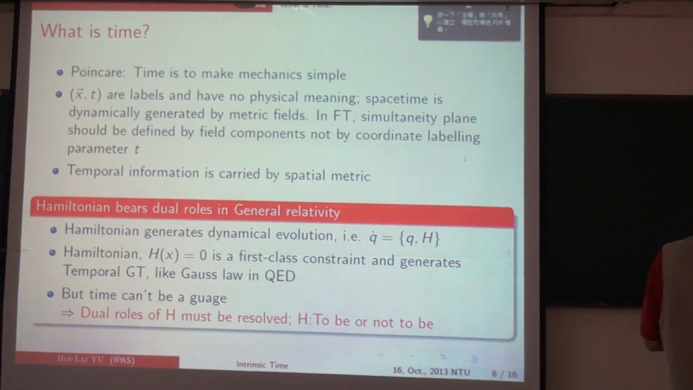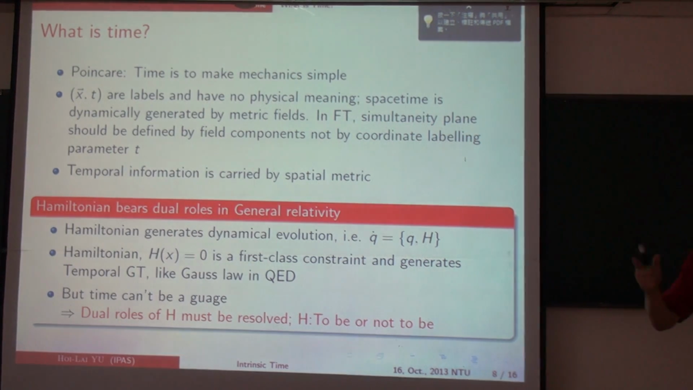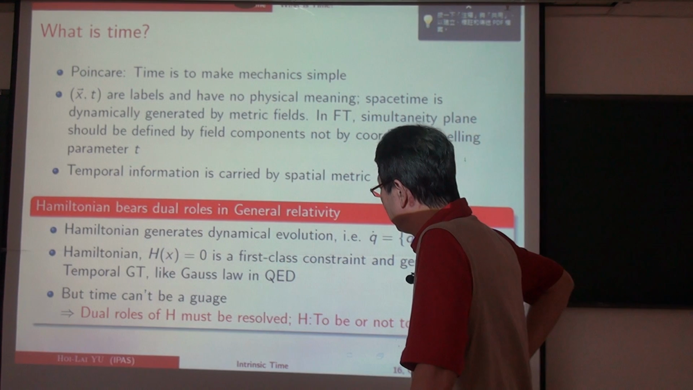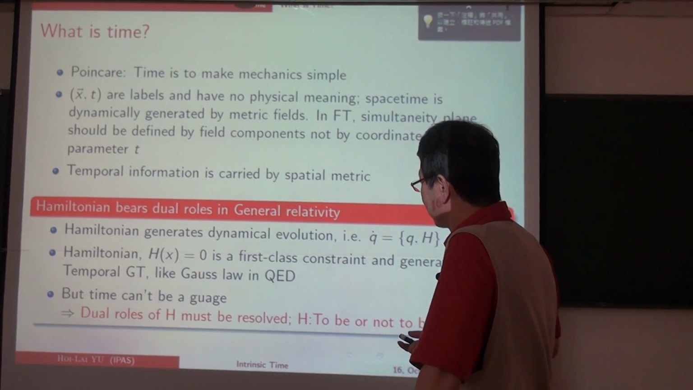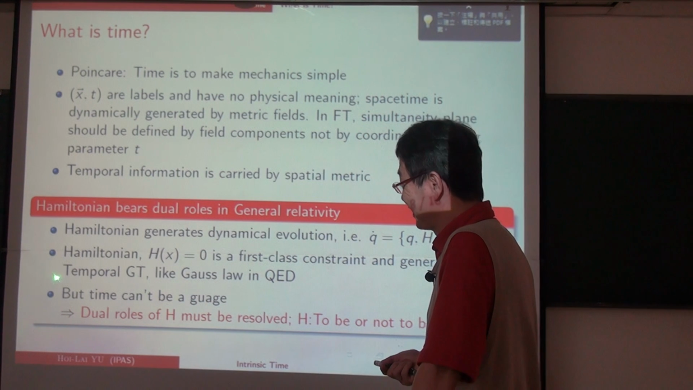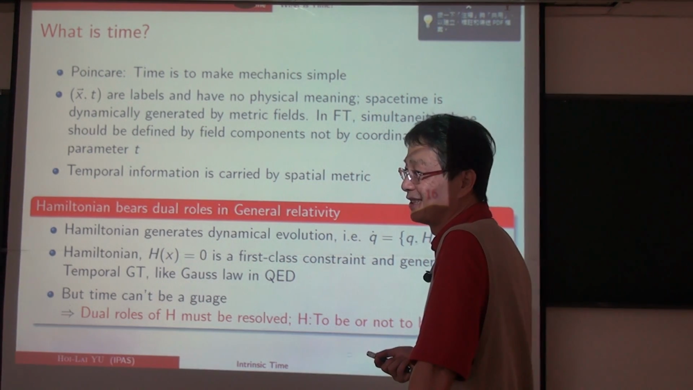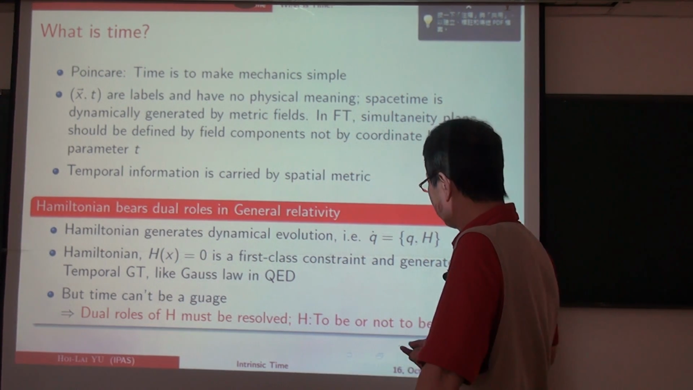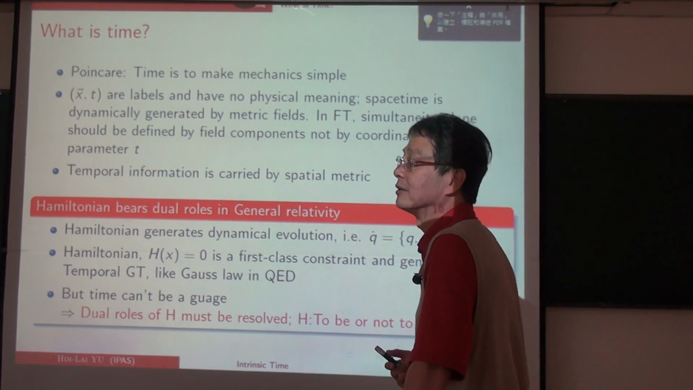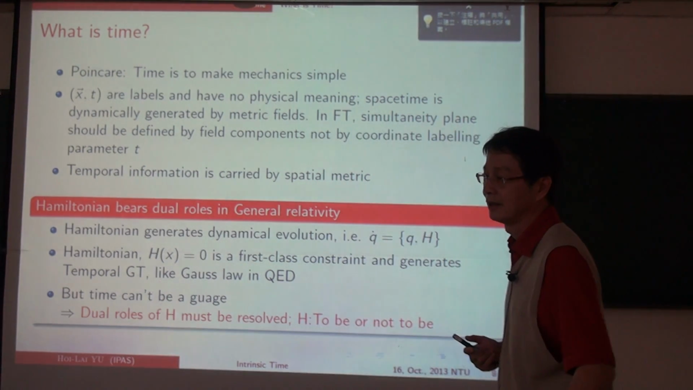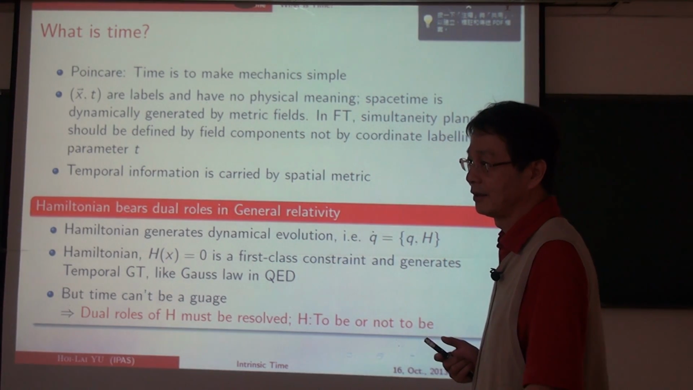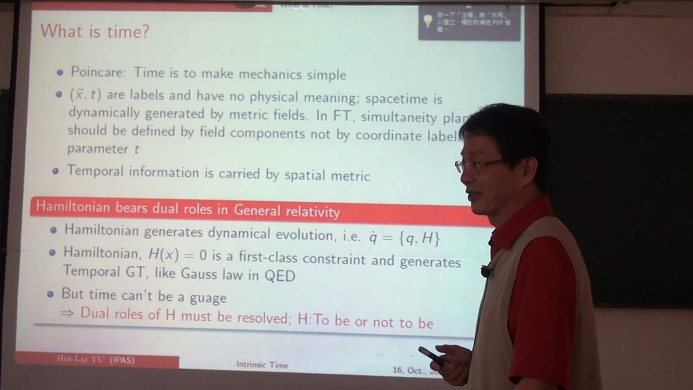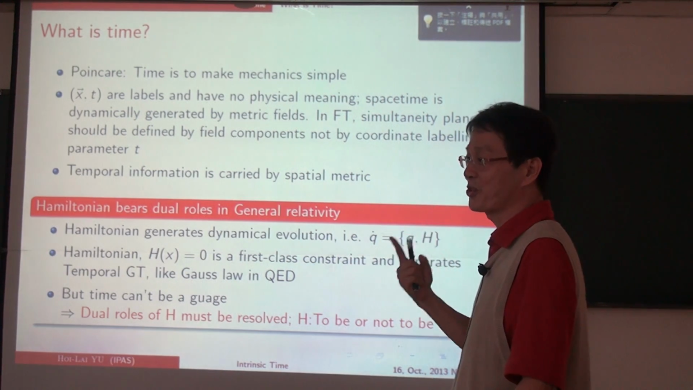Okay. Is the choice of constraints unique, or is it a matter of convenience? No, there's no choice. The constraints are given; you just work it out by brute force, and you always get those constraints. No way out. In QED, you can choose to work in different gauges, that is gauge fixing. But in QED, there's only one constraint, the Gauss law.